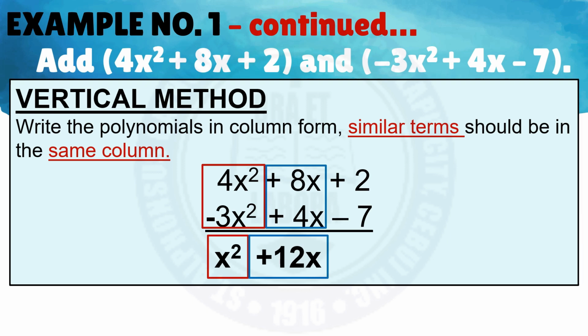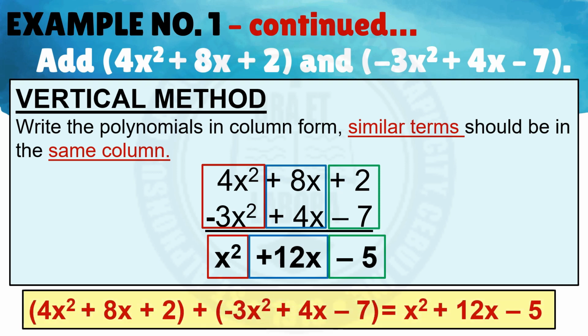And we have also 2 plus negative 7. And the answer is negative 5. Therefore, our answer would be x squared plus 12x minus 5.